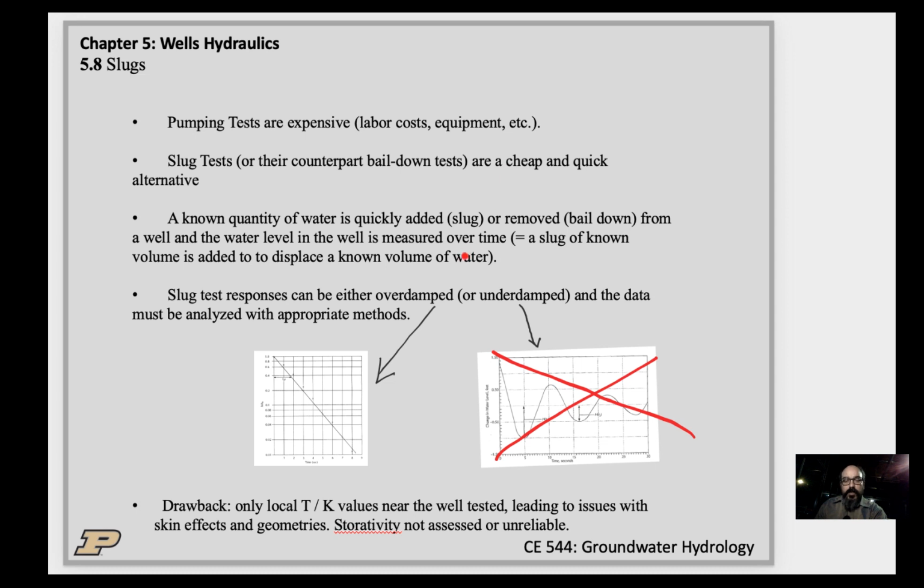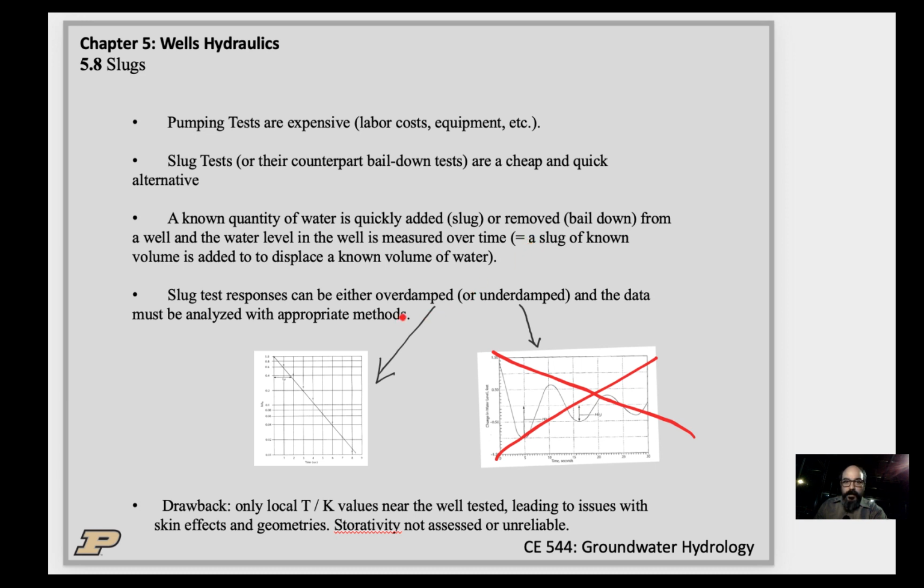Again, the idea is to add or remove a known amount of water. When we say slug test, typically we mean we drop a slug into the well and we raise the water table, watch it go down. Now the counterpart of that is the bail down test, which is basically the same thing, except now we pump some water out, right? So we drop the level of the water, and then we watch it go back up. Okay, so that's a bail down test.